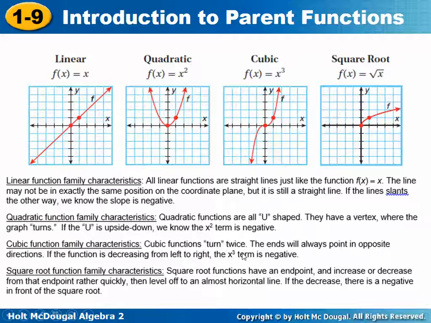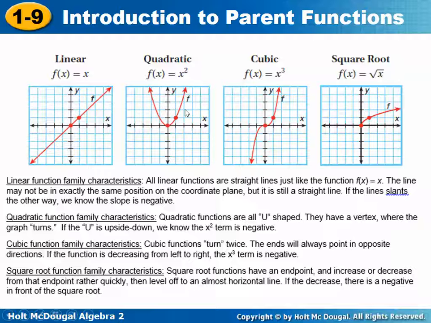Here's another way to look at the parent functions. I took constant off of there because that one's not very interesting. We have the linear, the quadratic, the cubic, and the square root function here. We also see that I've written out some characteristics of each of those. So some things about this family, this linear, all have in common. All linear functions are straight lines. The line may not be in the exact same position on a coordinate plane, but it's still a straight line. If the line slants the other way, then we know the slope is negative. So this one has a positive slope. If it were to go the other way, it would be a negative slope.